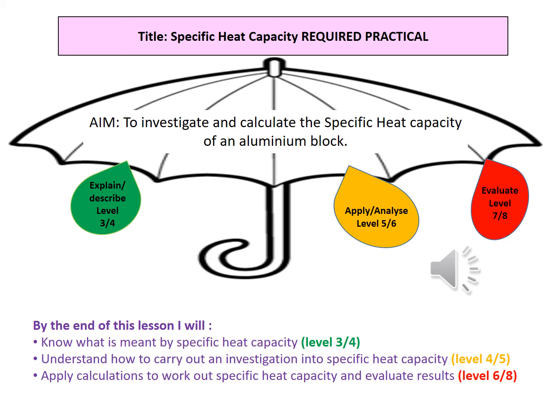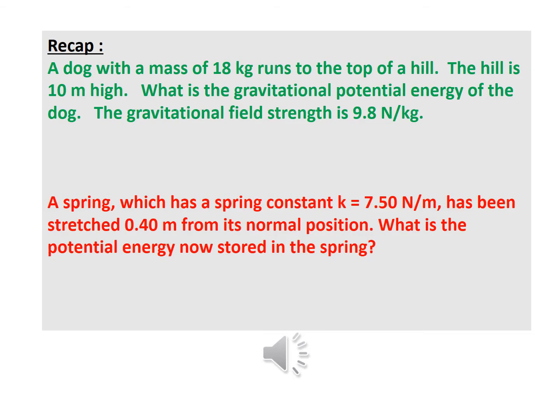So first of all, the title today is specific heat capacity. Put a note next to it, it is a required practical. As always, we have a quick couple of starter questions here. This goes over what we've learned in previous lessons. You need to know what equations you need for gravitational potential energy and what you need for kinetic energy. So pause the video and work out your answers.